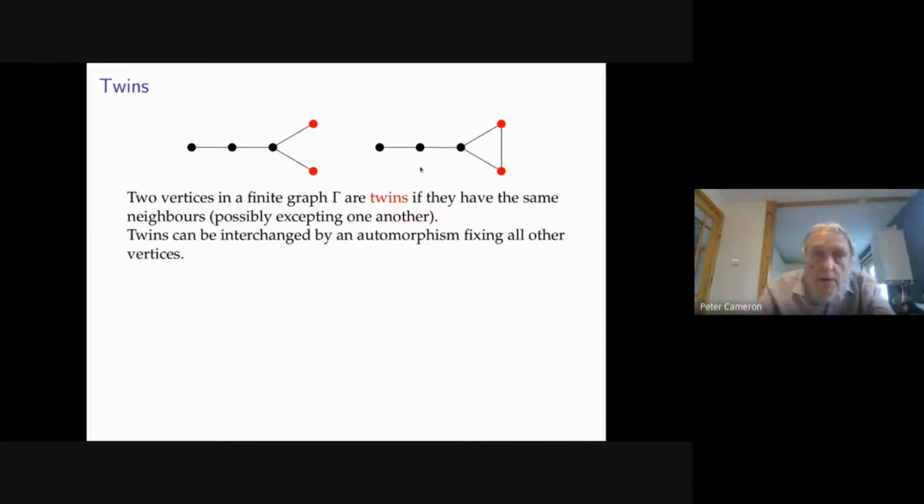But now, if you have twins, then you can take the automorphism that swaps the two twins, fixes all the other vertices in the graph. So a very special kind of automorphism.